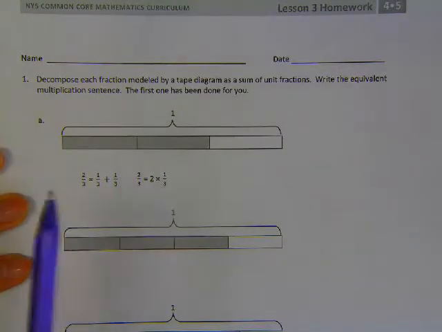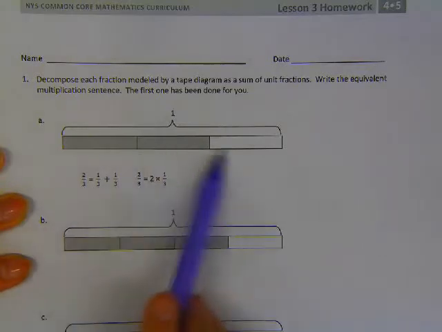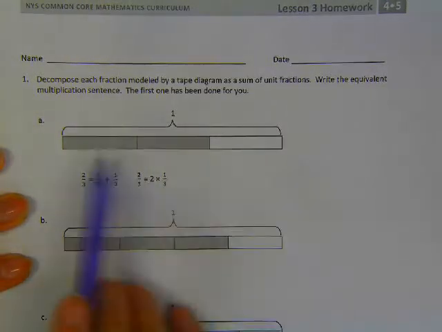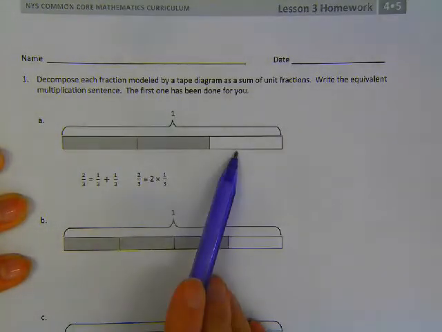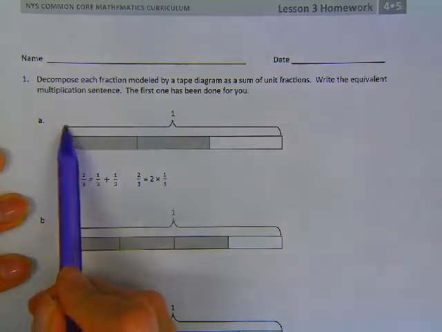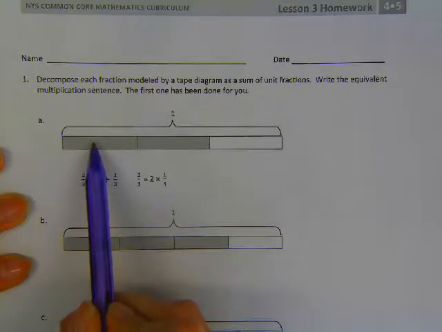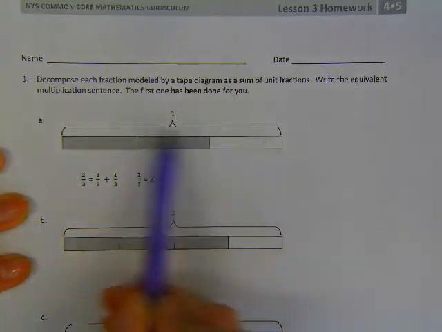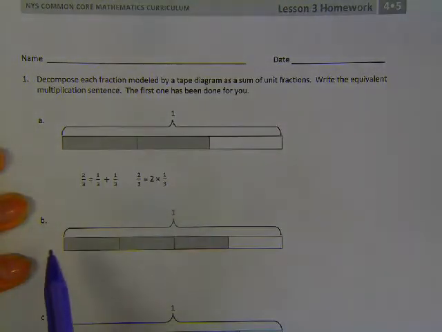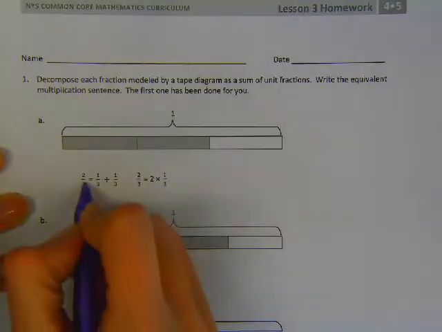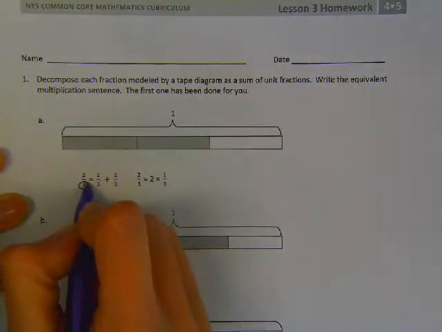The first thing I need to do is look at my tape diagram, and I need to ask myself, how many total pieces are there underneath the one whole bracket? In this tape diagram, there are 3 pieces underneath the whole tape diagram. Therefore, my denominator is going to be 3.